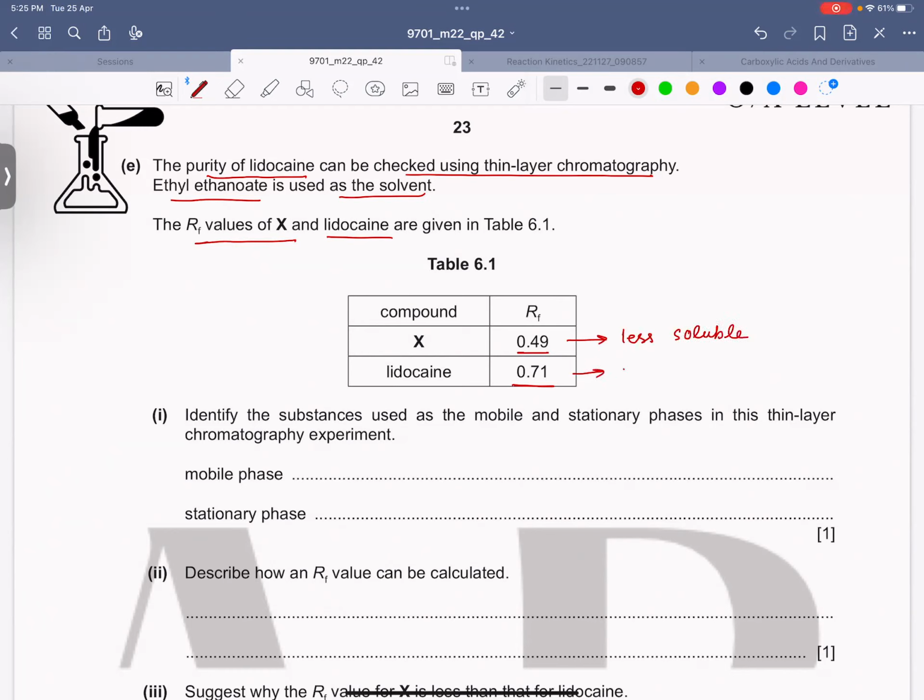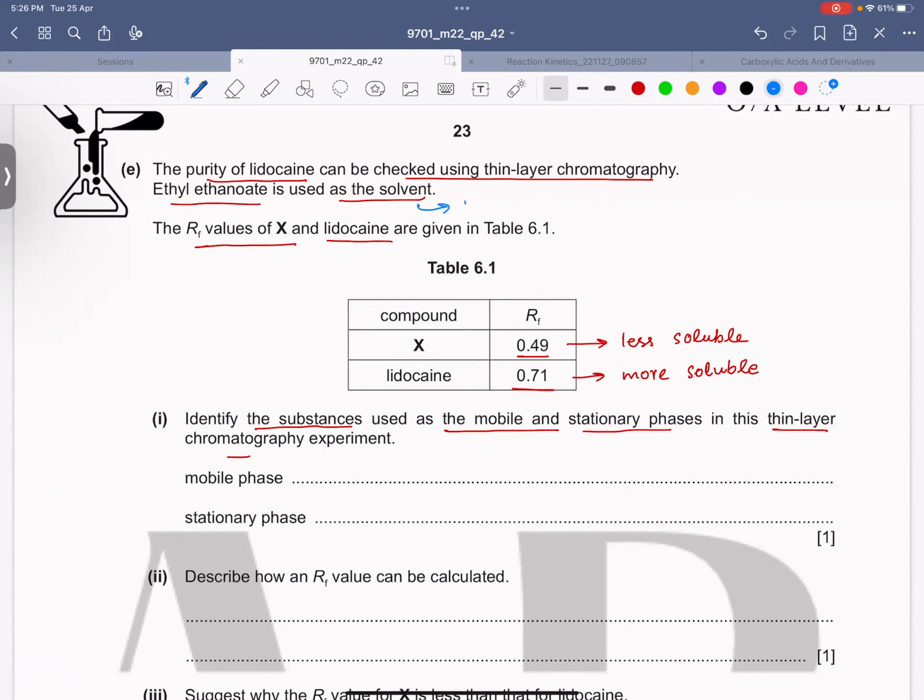Identify the substance used as the mobile and stationary phase in the thin layer chromatography. So ethyl ethanoate is the solvent, and whatever is the solvent is always the mobile phase. Okay, so here we would write ethyl ethanoate. Then the stationary phase. It's a thin layer chromatography, and we have studied in thin layer chromatography the stationary phase is silica or alumina. Silica is SiO2 or alumina is Al2O3. So these are actually the stationary phase in the chromatography. You just write either the formula or the name of any one of these.